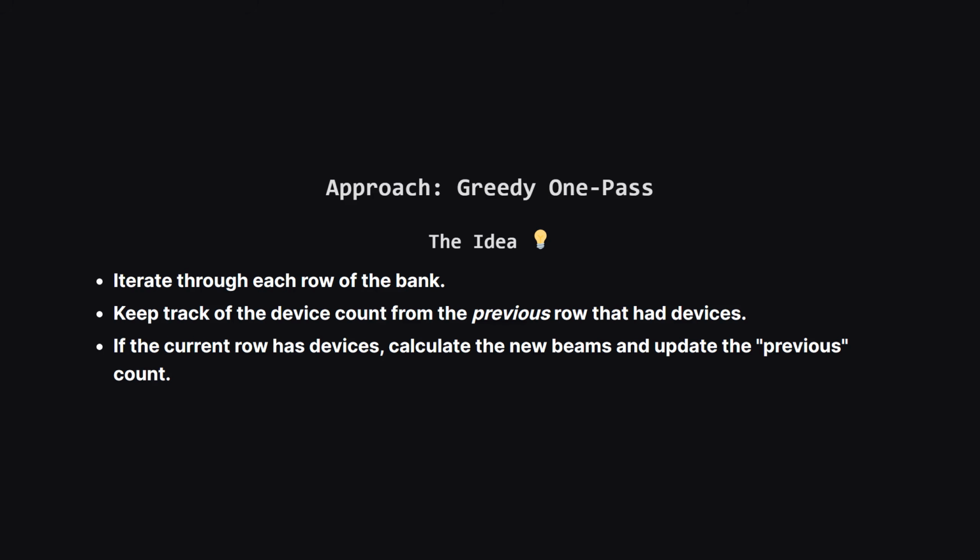We'll go through the bank row by row. All we need to do is keep one number in our memory, the number of devices we saw in the last row that wasn't empty. When we find a new row that has devices, we use our remembered number to calculate the beams, and then we update our memory to the new count.